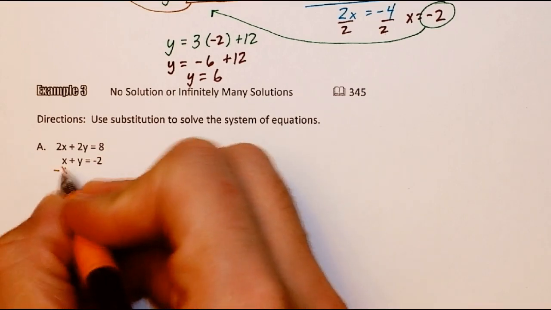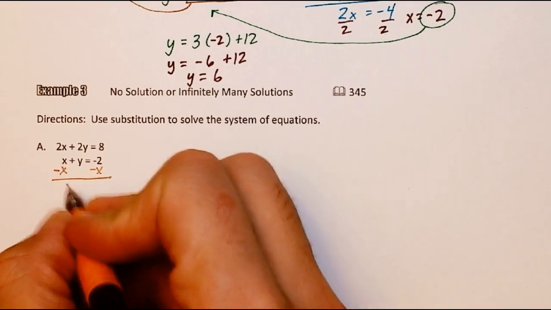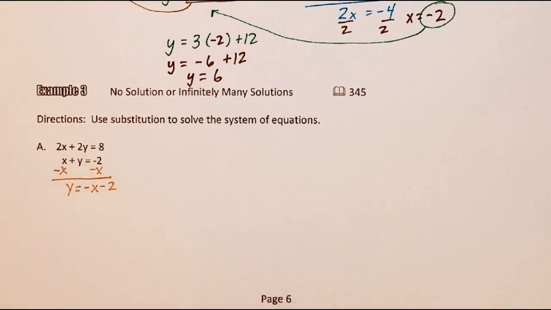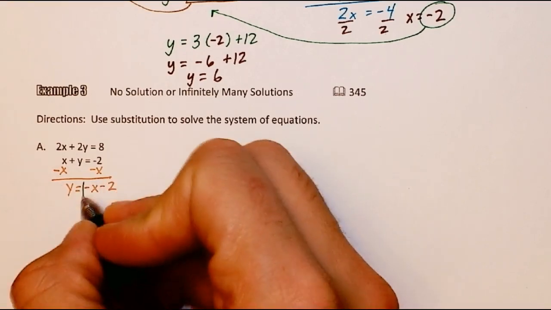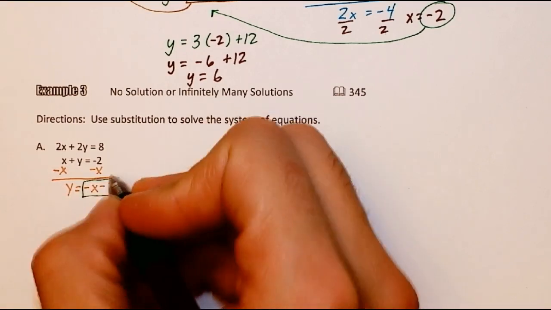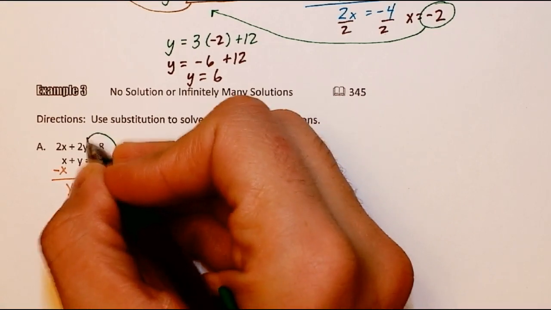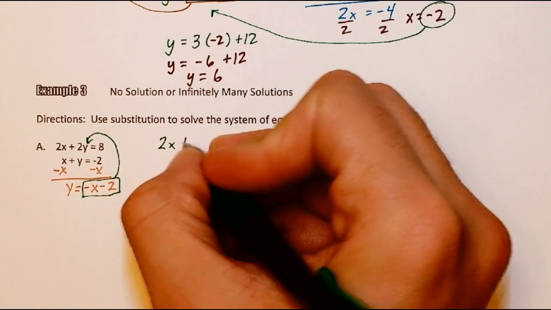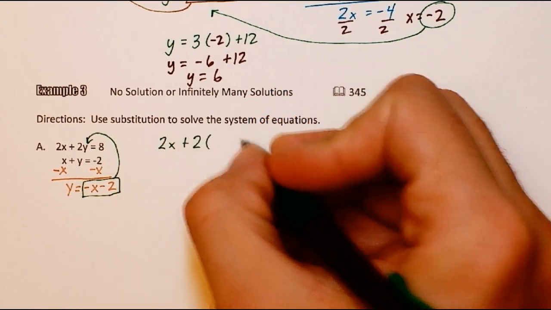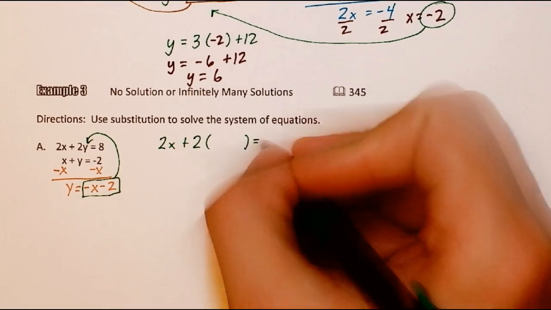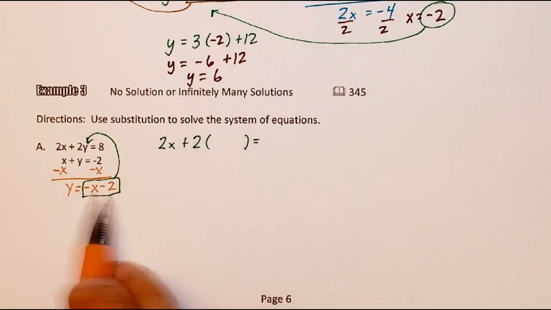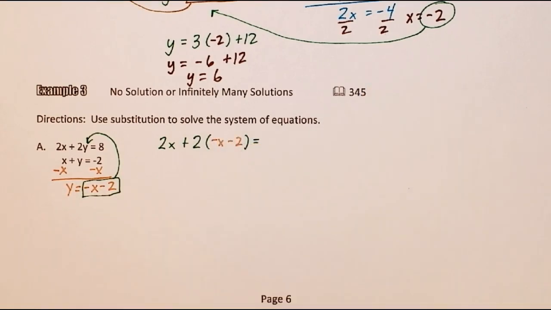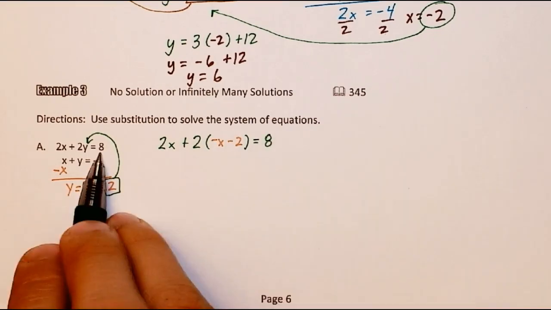So I'm going to subtract x from both sides. So I get y equals negative x minus 2. And now I'm going to substitute in negative x minus 2 in for y into that top equation. So I have 2x plus 2 times y, but instead of putting in y, we're going to put in this negative x minus 2, and that is all equal to positive 8.